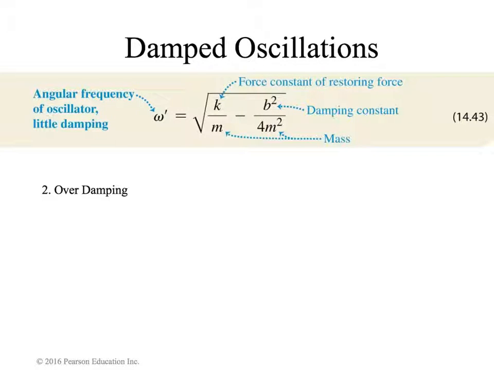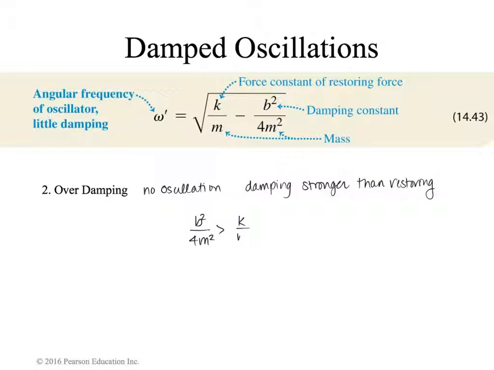Overdamping is basically when, again, there are no oscillations, but the damping force is much stronger than the restoring force. So what happens here is that b squared over 4m squared is greater than k over m. And you see that b will be greater than 2 square root of km. So now b is greater than that critical value.